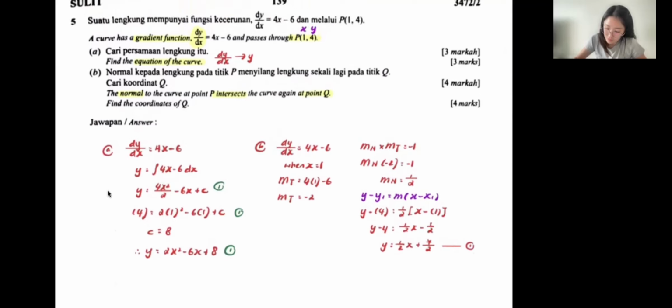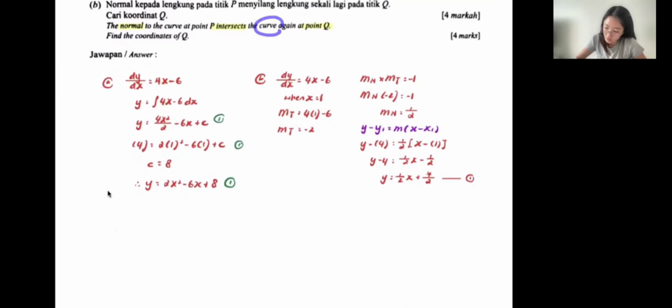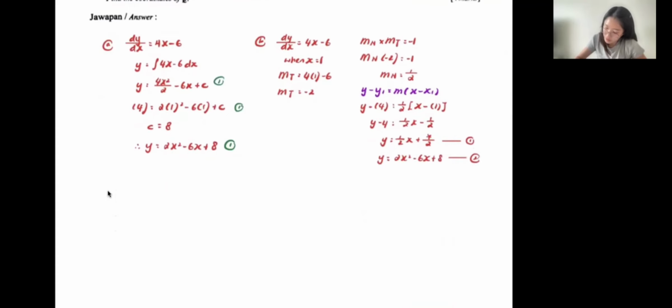Where's equation number 2? They say intersect the curve. So curve will be your equation 2: y equals 2x squared minus 6x plus 8. Okay, simultaneous equation. Substitute number 1 into number 2. 1/2 x plus 7/2 equals 2x squared minus 6x plus 8. All right, the whole equation over here, you multiply with 2. Eliminate the denominator first, easier for you to do other things.